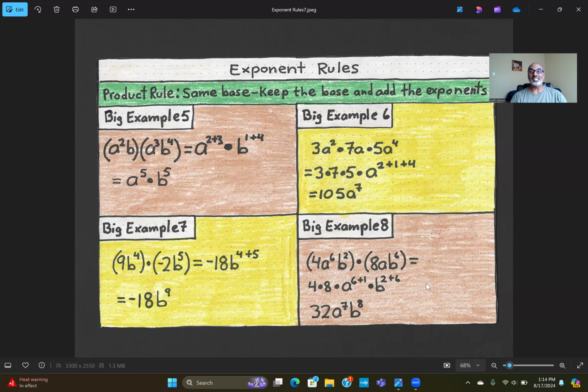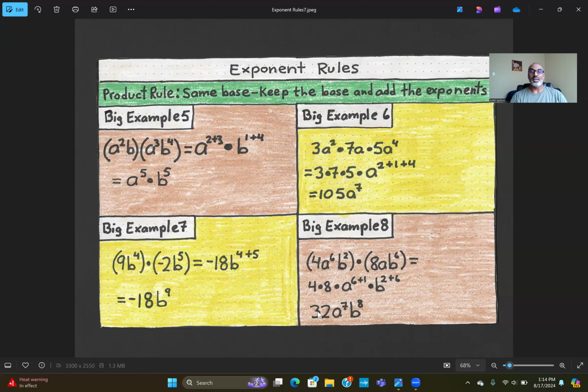And finally, let's move on to big example 8, in which we have the quantity of 4a raised to the sixth power, b to the second power, times the quantity of 8a, b to the sixth power. And what we're going to do, let's multiply those numbers first, in which we have 4 times 8. And let's combine the powers of letter a, in which we have a to the sixth power times a to the first power. And then we're going to do the same thing with b, keeping that base of b. And we have b raised to the second power times b raised to the sixth power. And we're going to add those exponents right up here, just like you see it.